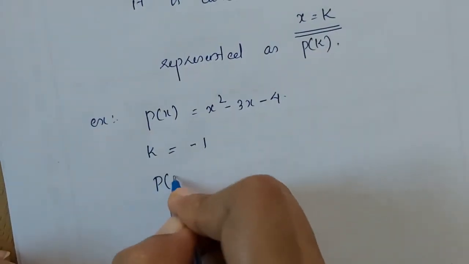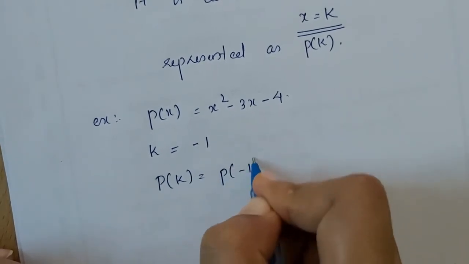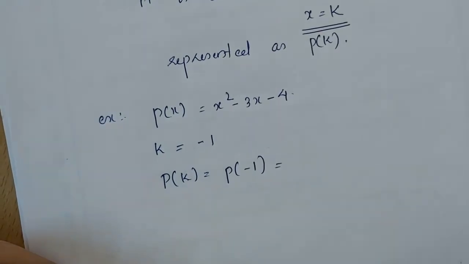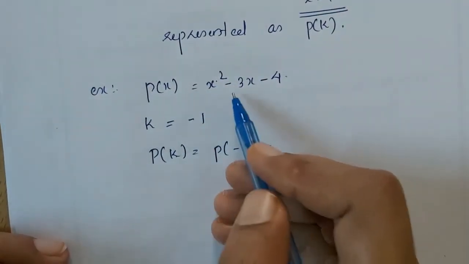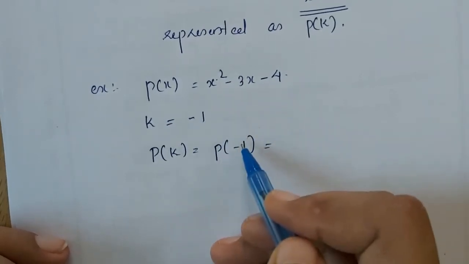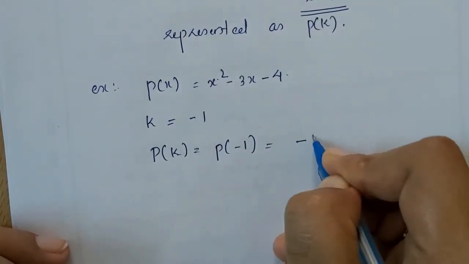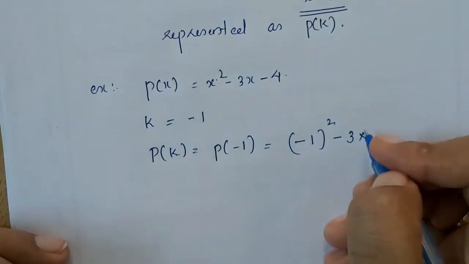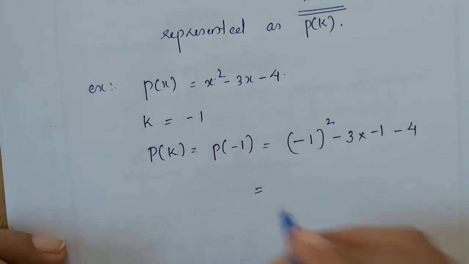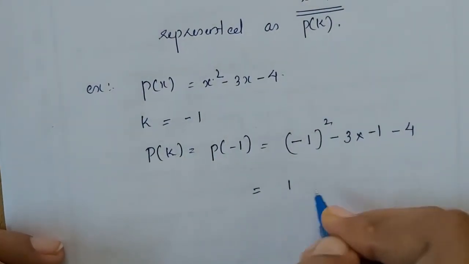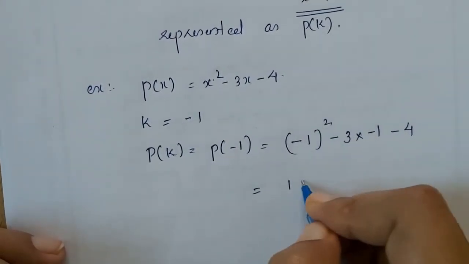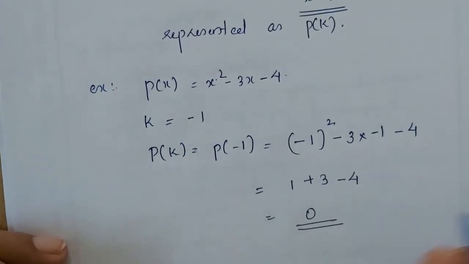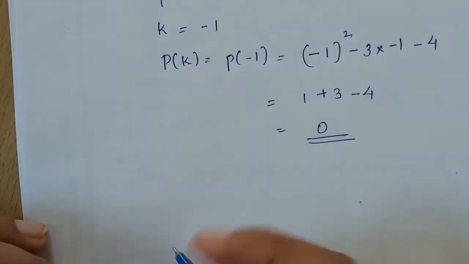Then p of k, that is p of minus 1 is equal to, I am replacing the value of x by k. Then here in this polynomial also I have to replace the value of x by minus 1, that is minus 1 the whole square minus 3 into minus 1 minus 4. Okay, minus 1 the whole square means 1, minus 3 into minus 1 plus 3 minus 4, which is equal to 0. 1 plus 3, 4, 4 minus 4, 0.